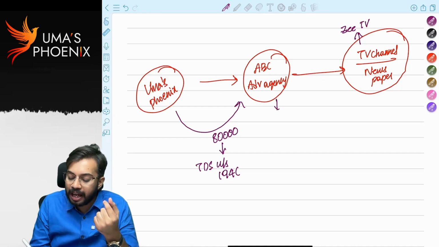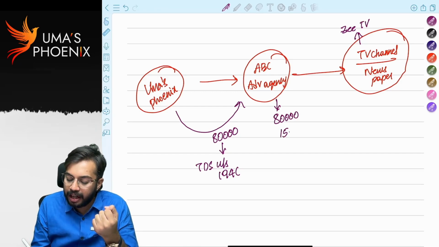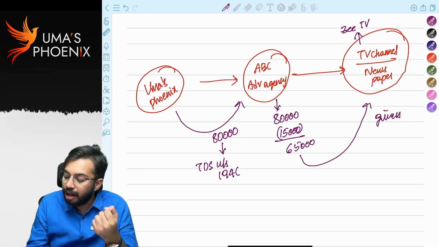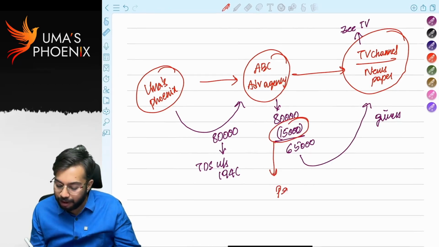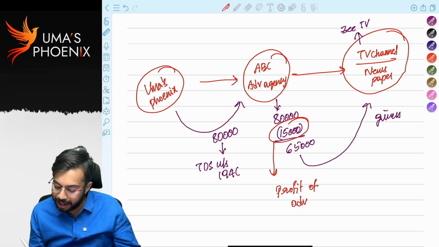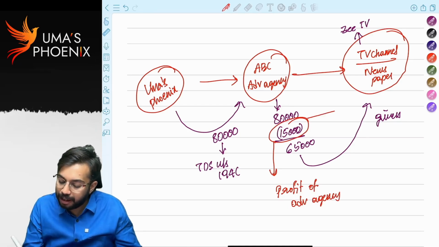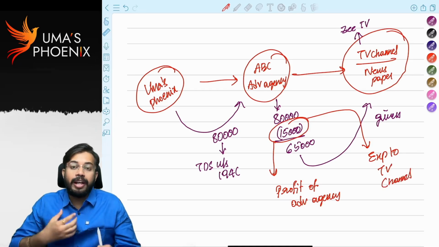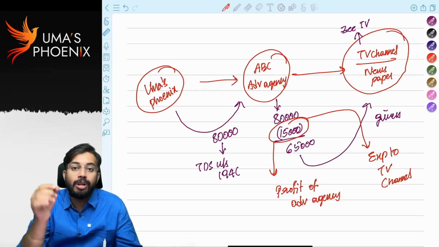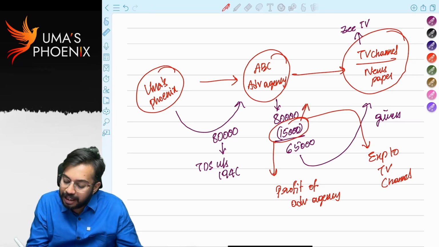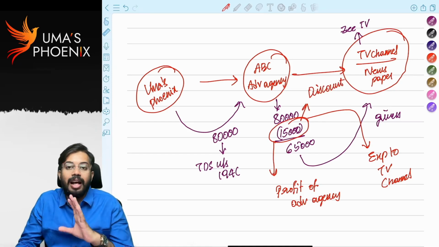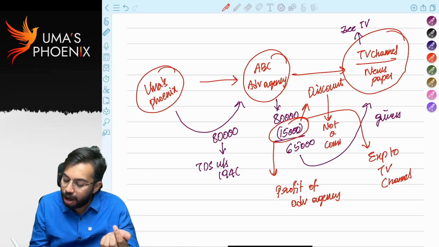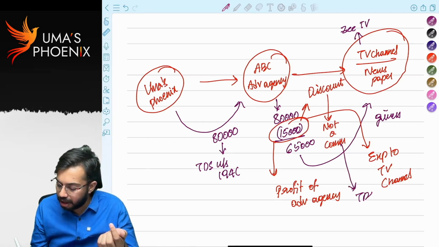Okay. Now, the advertising agency got 80,000, right? Out of 80,000, it retained 15,000 rupees and the balance 65,000 rupees is given to the TV channel. Now, this 15,000 is profit of the advertising agency, right? And this 15,000 rupees is expenditure to the TV channel, right? Actually, the TV channel income is 80,000 rupees. Out of 80,000 rupees, the TV channel is sacrificing 15,000 rupees to the advertising agency. So this expenditure of 15,000 is considered as discount. It is not considered as interest or commission. This is discount and not a commission. So if it is not a commission, TDS under section 194H is not applicable. Is it clear?